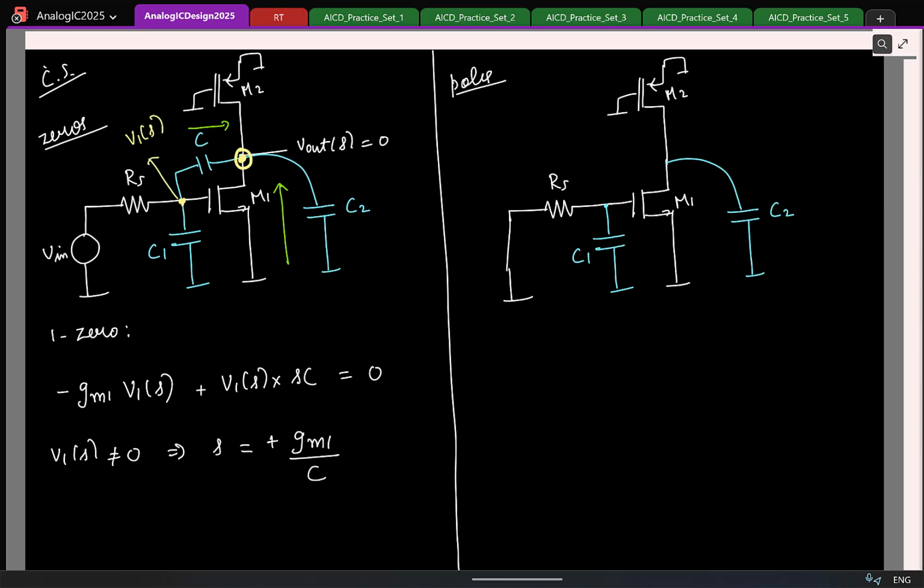So do you think the 0 is in the left half of S plane or right half of S plane? Right half of S plane, right? So that is something to remark. This is an RHP 0.